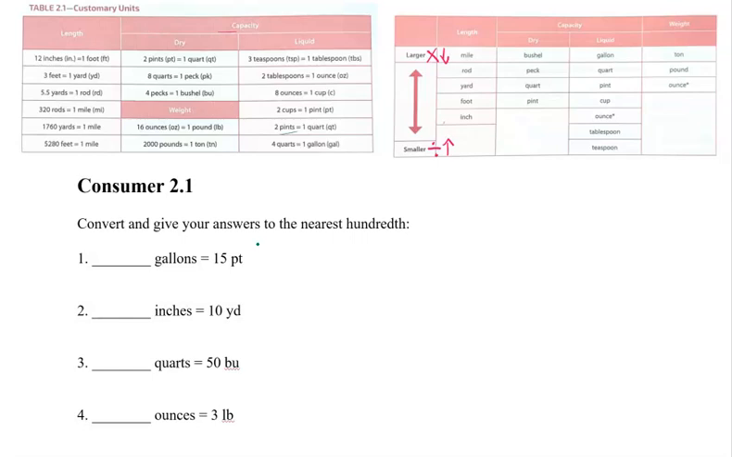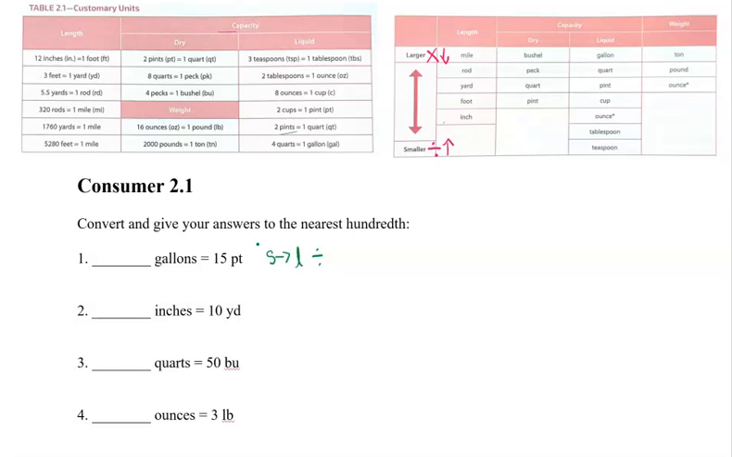Okay, so the first problem is we want to know how many gallons are in 15 pints. Well, if we look on our chart, we see we go from pints to gallons. Pints are smaller than gallons, and we go from smaller to larger. We know that we have to divide. You can see that up here on the chart.